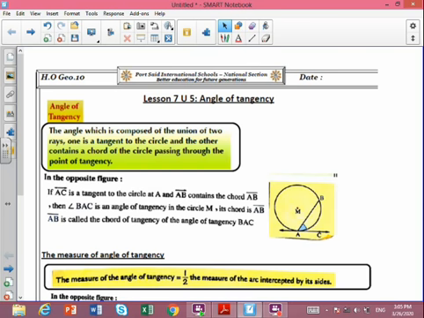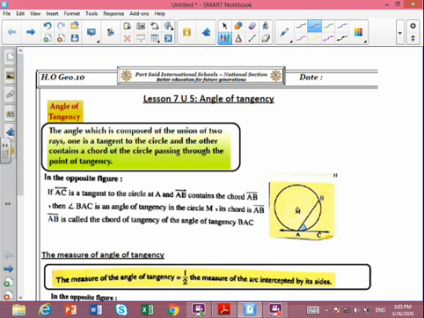This is the angle which is composed of the union of two rays. We know that any angle is two rays and a vertex. One is the tangent of the circle, and the other contains a chord of the circle.